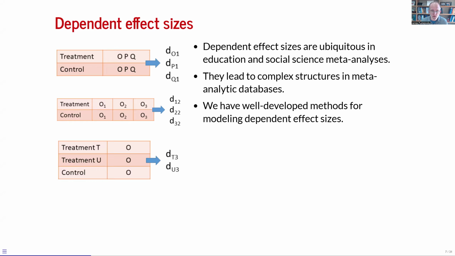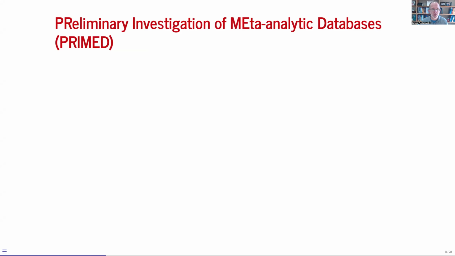But of course, there are well-developed formal methods for modeling dependent effect sizes. There's been a whole lot of work on this over the past 15 plus years. So here I'm thinking of methods like robust variance estimation, multi-level meta-analysis models, combinations of those things, and multivariate meta-analysis models. But what about the preliminary stages of the analysis? There's very little guidance at all, and much less guidance that's focused specifically on understanding these types of data structures. So that's what we set out to do in the paper.